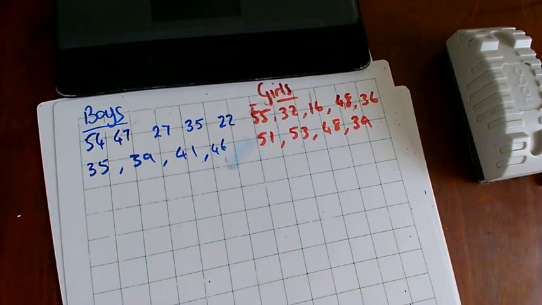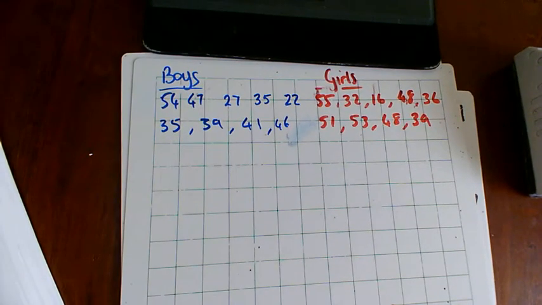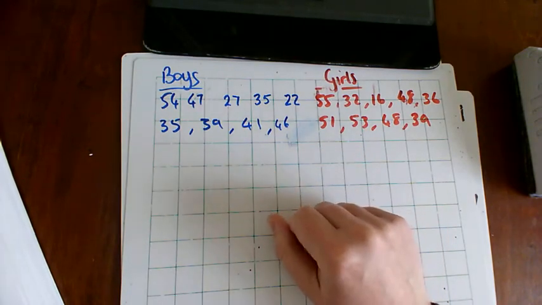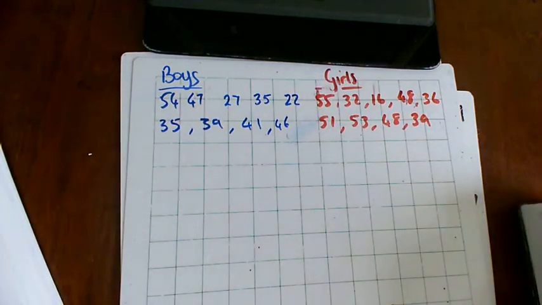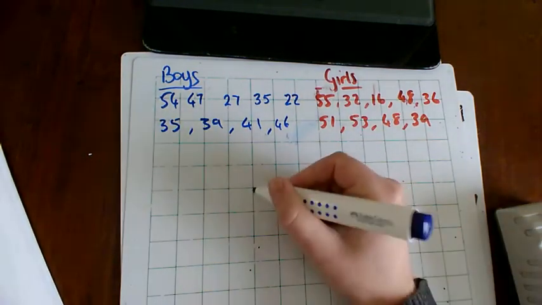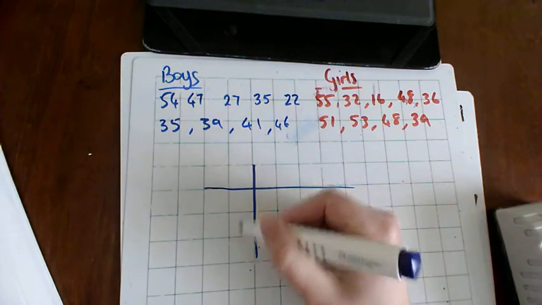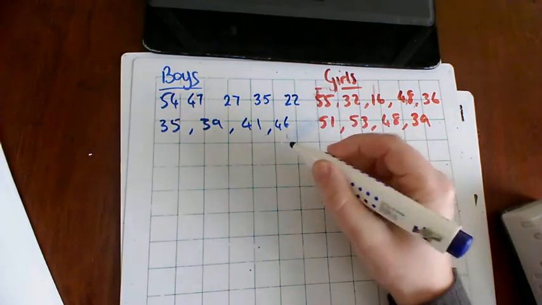We're asked to do a back-to-back stem and leaf for the girls' scores on a test and the boys' scores on a test. The marks were out of 60, and you're asked to show this data on a stem and leaf plot. You remember stem and leaves before: we do a stem and we do a leaf, and you'd put your stem in here and leaf here. When it's back to back, the stem goes in the middle.